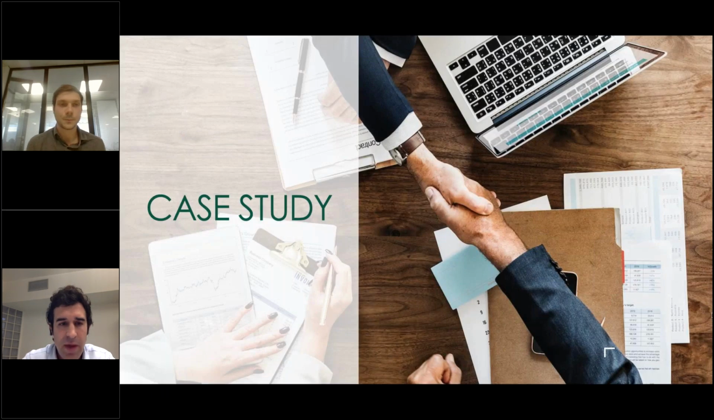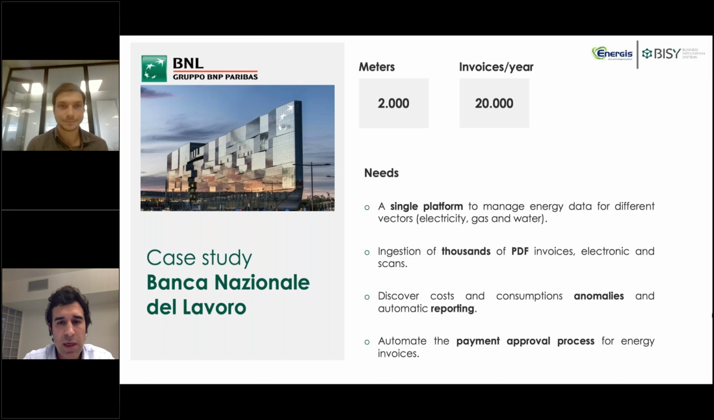Okay. Now I wanted to show you a real use case of our customers. That is Banca Nazionale del Lavoro, an Italian bank that is partner of the French group BNP Paribas. And we are speaking of a bank of 2,000 energy meters between electricity, gas, and water, 20,000 invoices per year. And when we met them for the first time, their needs were the following.